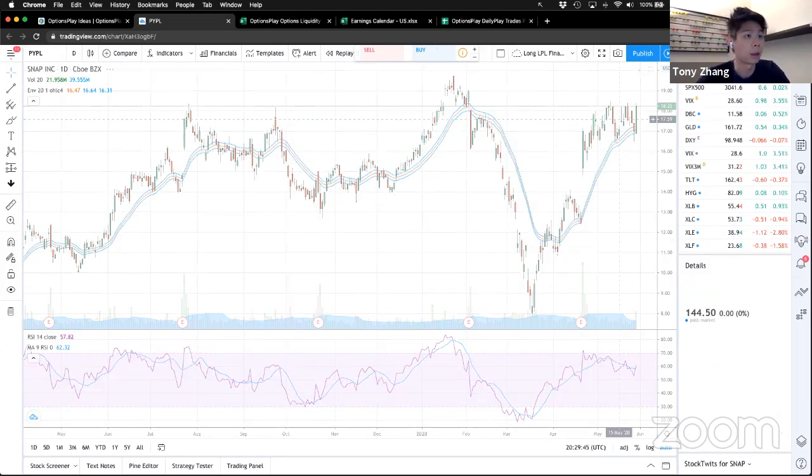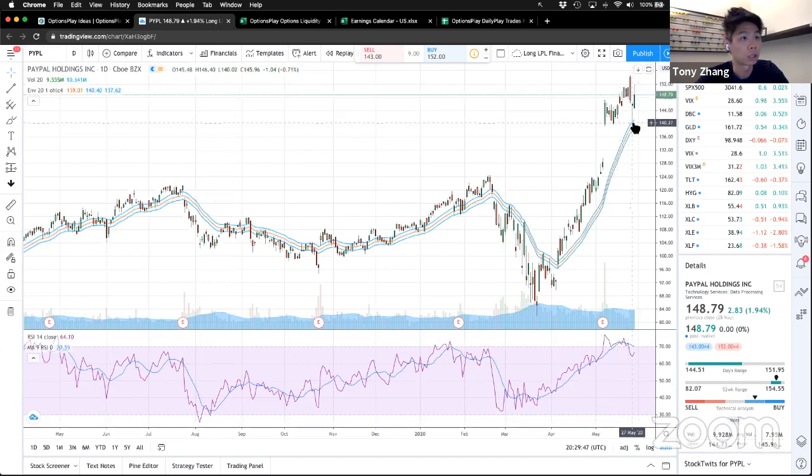Same thing with PayPal. Earlier this week, it just touched the 20-week moving average, and then you had a very nice push to the upside. Granted, that push to the upside didn't last very long, but that is the new market environment that we're currently trading in. You have these quick trends that last just a few days, so you have to be very sensitive to timing and getting in very quickly. But we've seen a lot of them.